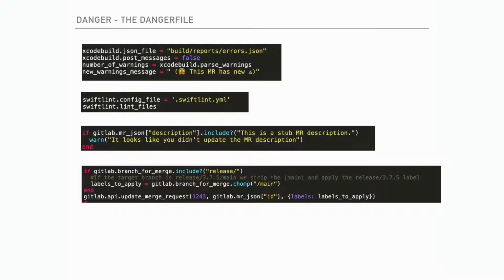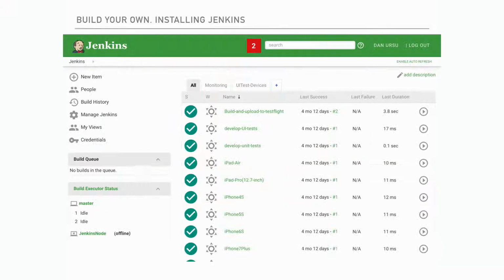This is our Danger file. So we update merge request titles. We run SwiftLint. If you don't update your merge request description, this is the third box, we're going to detect that, and we're going to warn developers, it looks like you didn't update your merge request description. Maybe you want to do that. Or another thing we do, we automatically label our branches. So Danger has access to that, so it's able to apply labels to branches.